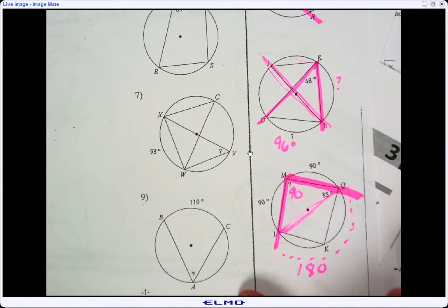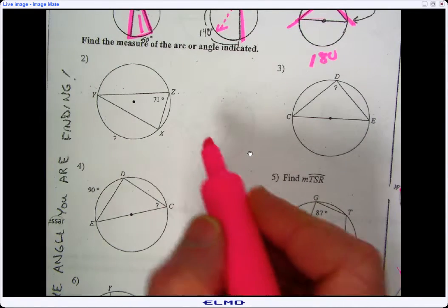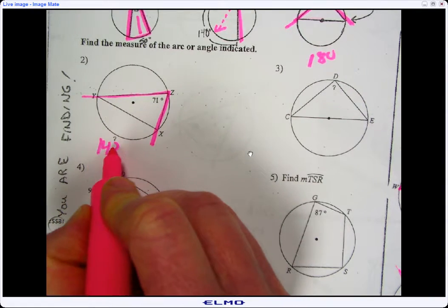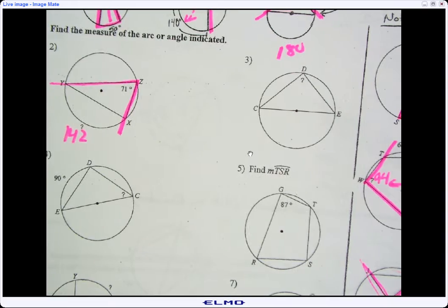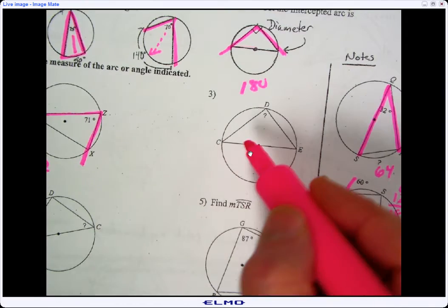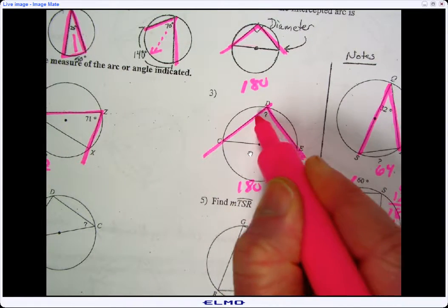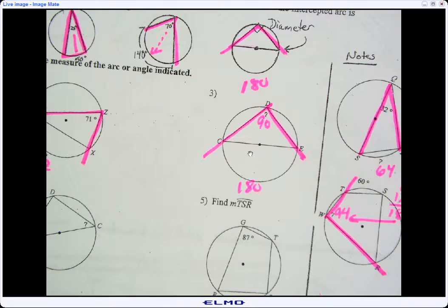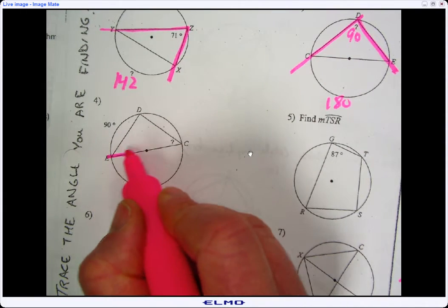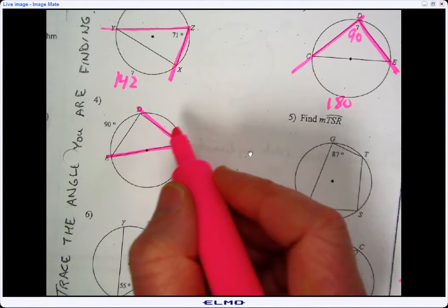Okay, so starting to look at some of these problems now, they go from pretty straightforward. Again, this is a straightforward one. That's 142, 2-to-1. This one doesn't have any markings on it, but it does go through a diameter. So the diameter is 180. That makes this 90. We have an inscribed angle right here, 90. Half of that's 45.